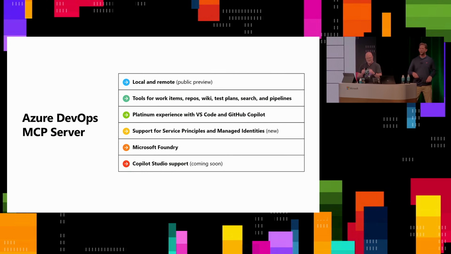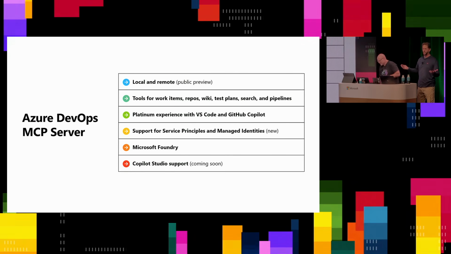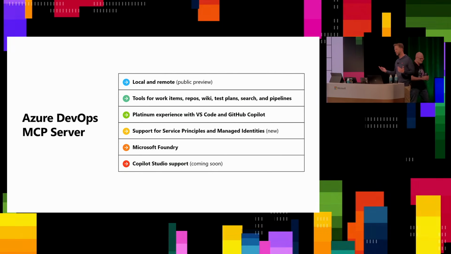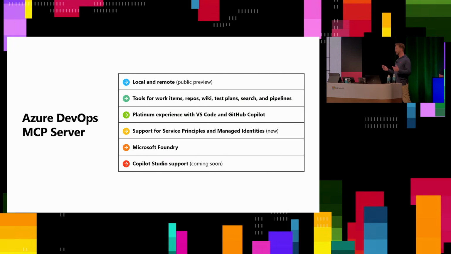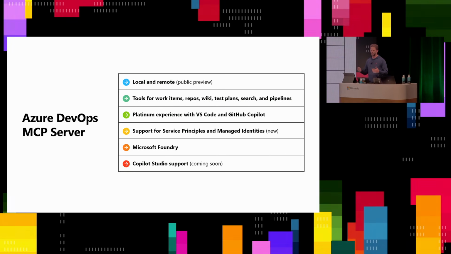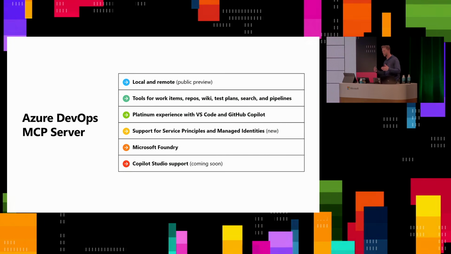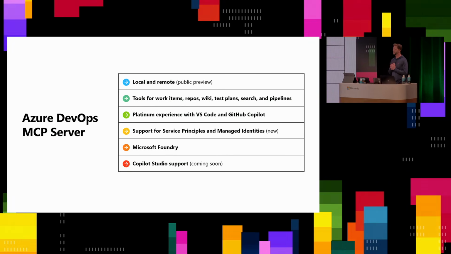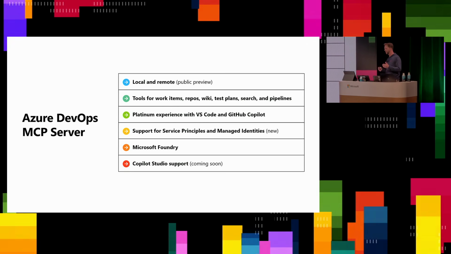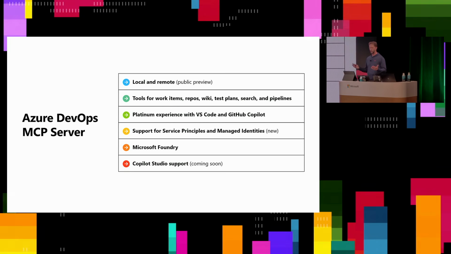MCP server. So is everybody familiar with MCP server, I assume, by now? We have 2 MCP servers now in Azure DevOps. We have a local. We have a remote. I'll talk about why we still have 2 here in a minute. Both of them are set up. They have all basically the same tools for work items, repos, wiki, test plans, et cetera. It has all the same stuff. The Platinum experience is really if you're driving this out of VS Code and GitHub Copilot, it works super well.